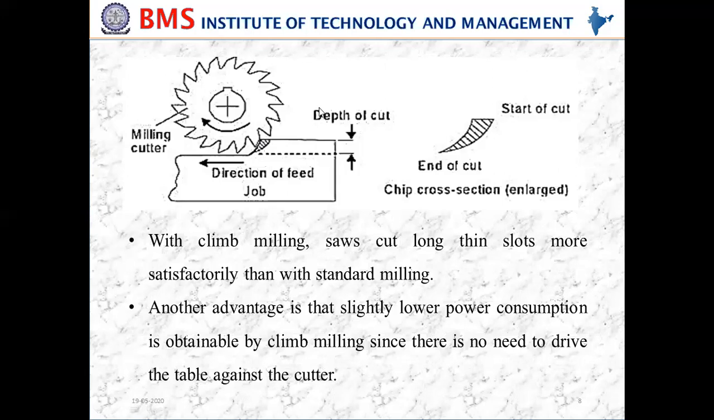And also down milling produces a better surface finish. As I told you, the better surface finish is obtained because there is no interference of the chips with the cutter, and it is particularly used for finishing operations and small work like cutting slots and grooves. With climb milling, saws cut along thin slots more satisfactorily than with conventional milling. Another advantage is slightly lower power consumption with climb milling.